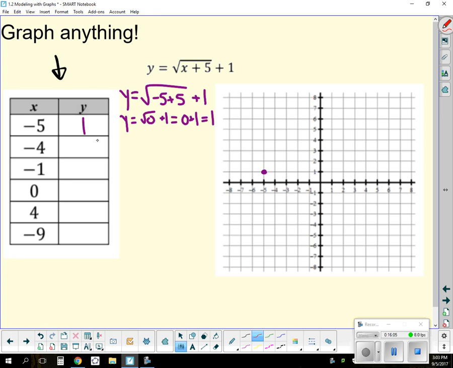Okay, do it again. Do it with -4 now. y equals the square root of -4 plus 5. Add 1 at the end. That would be -4 plus 5 is 1. The square root of 1 is just 1, and so I end up with 1 plus 1 equals 2. My next point to plot is -4, 2.